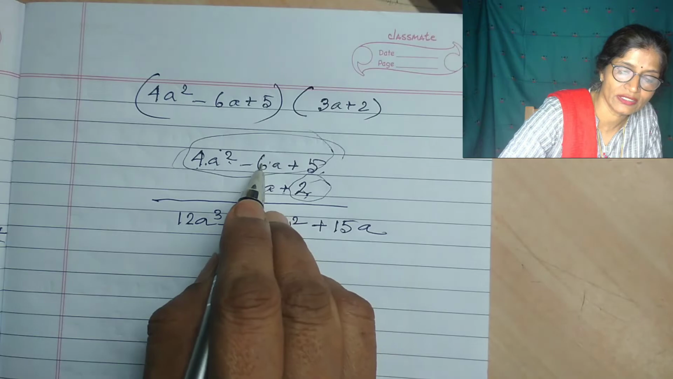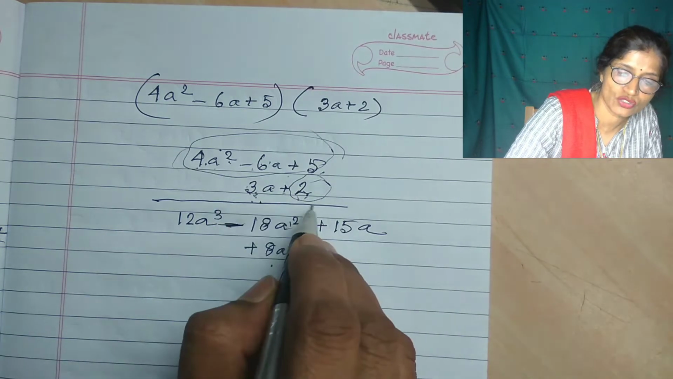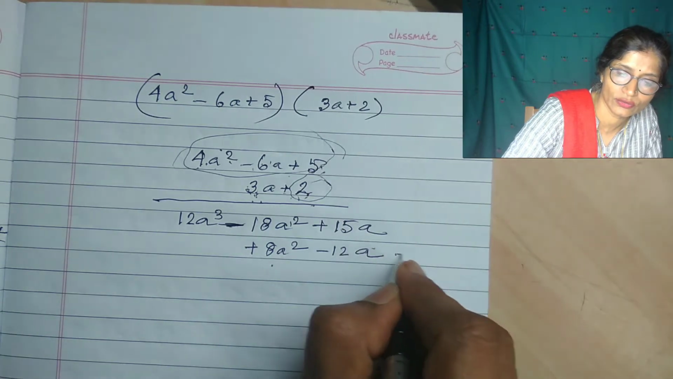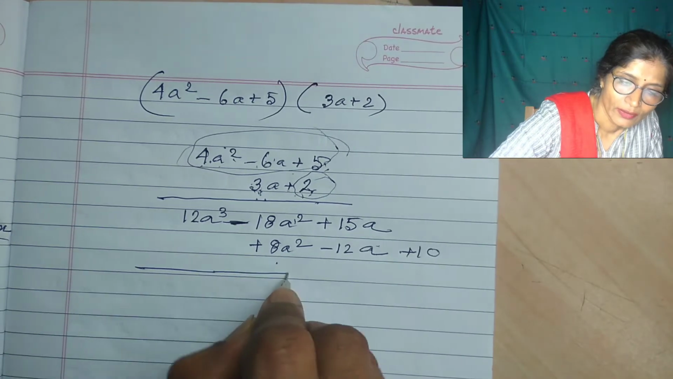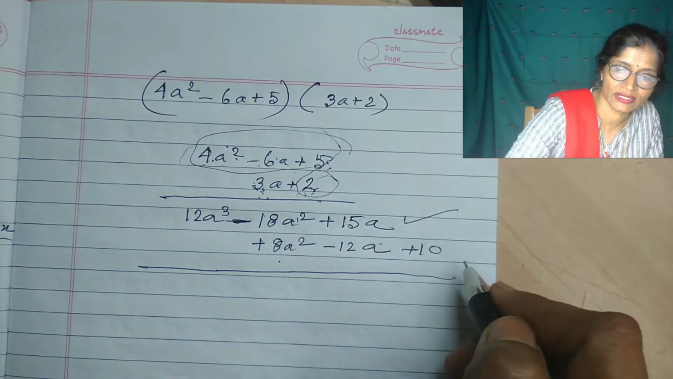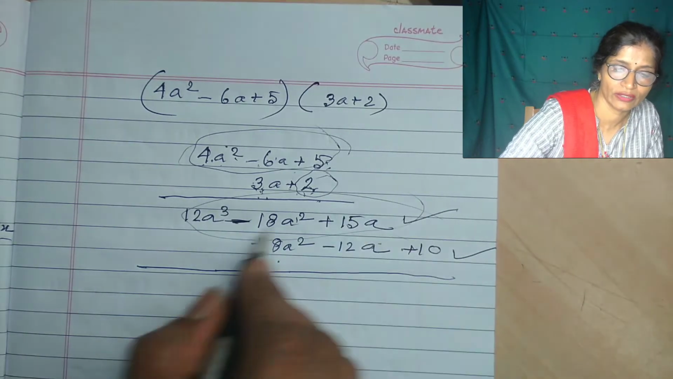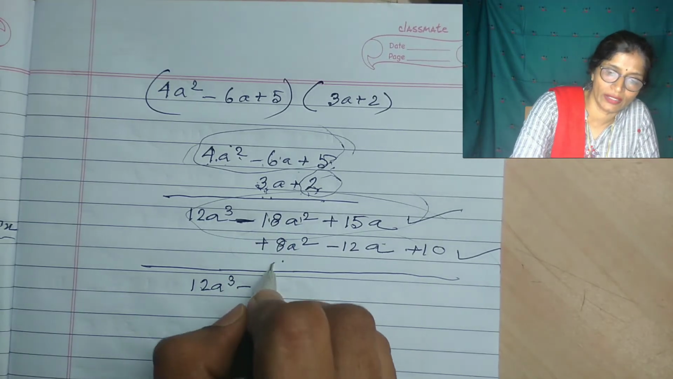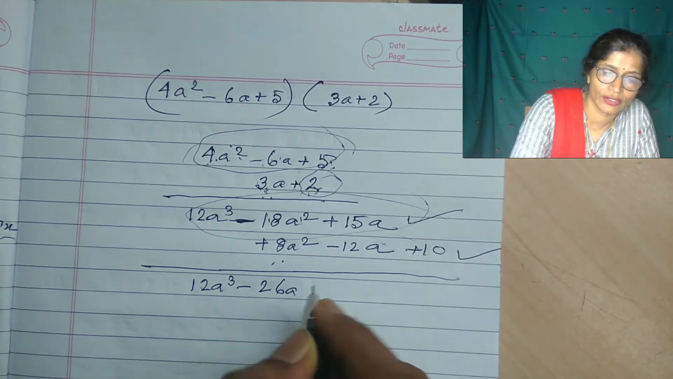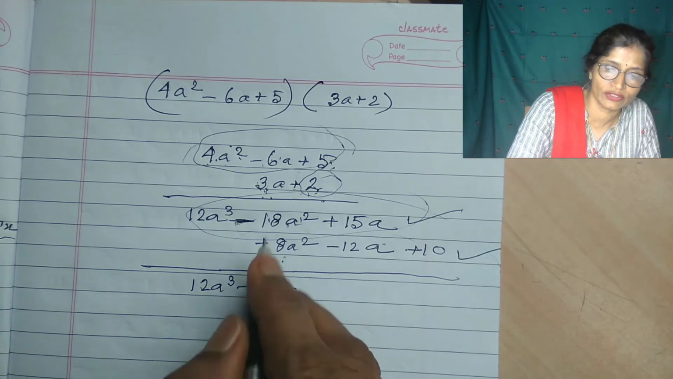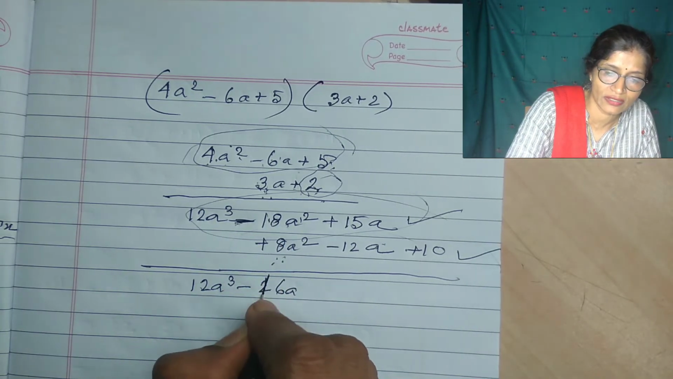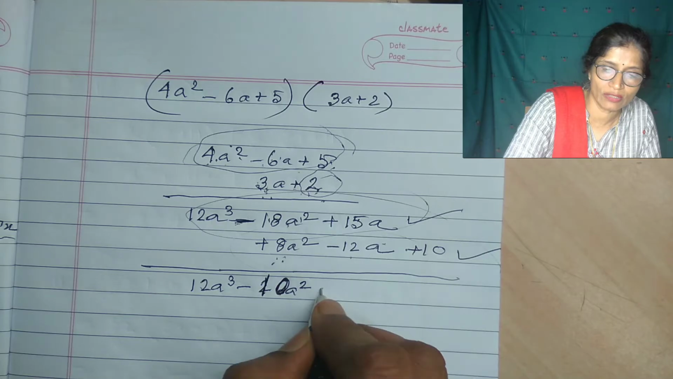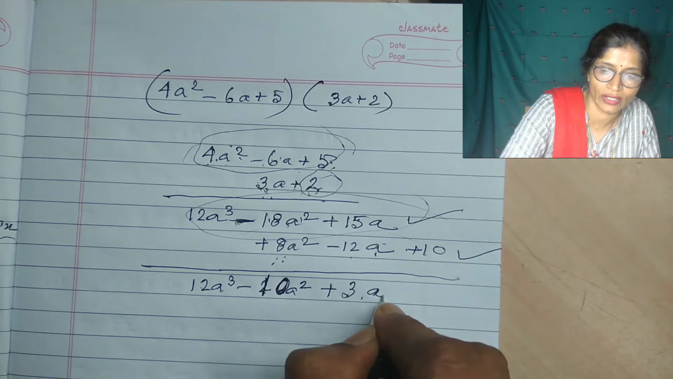Then this multiplied by this, 6 2s are 12a, so here you will write minus 12a. And then 2 5s are 10, so here plus 10. Now what I will do? I will add these together, each with the one above it. So it is 12a cube, minus 18 and plus 8 is minus 10, minus 10a square. Then plus 15 minus 12 is plus 3a, and plus 10.